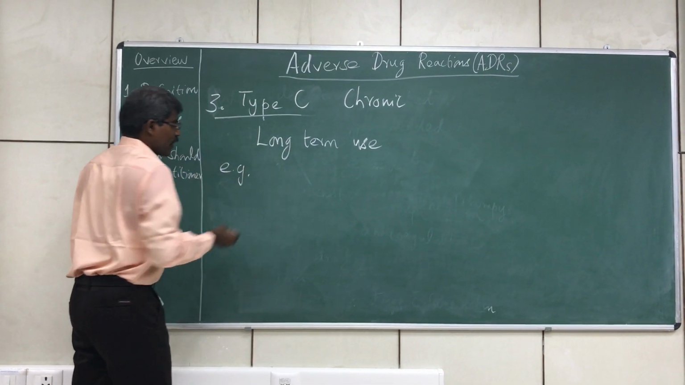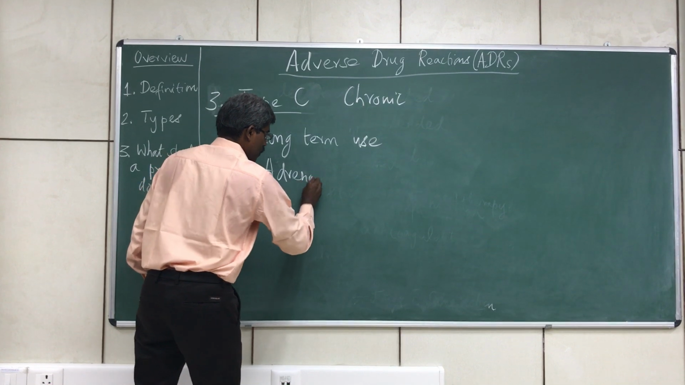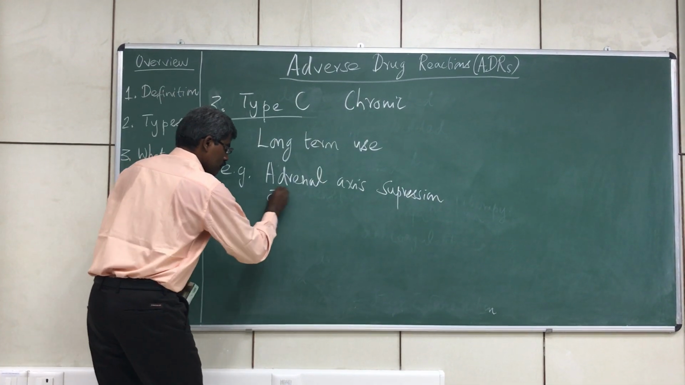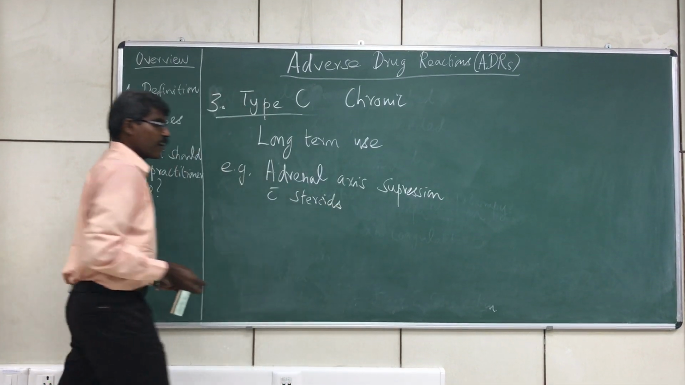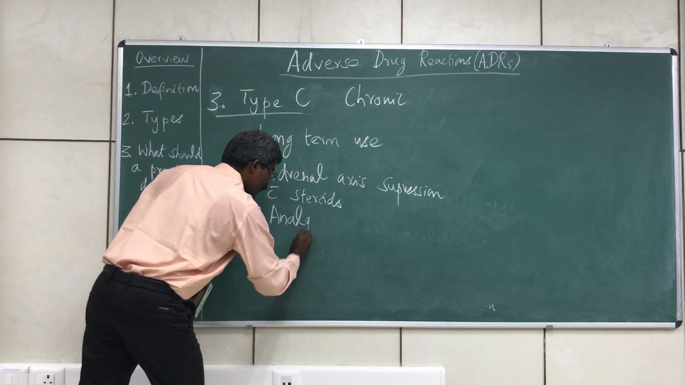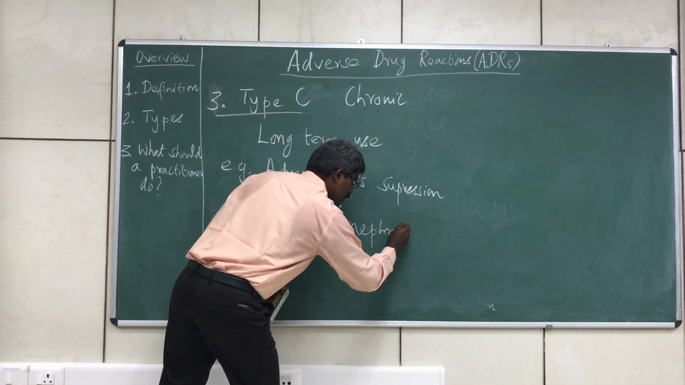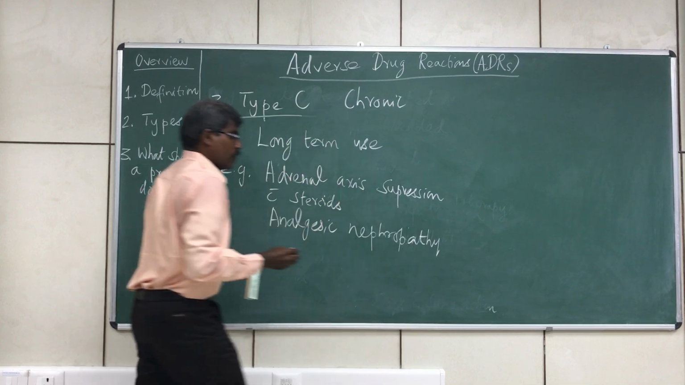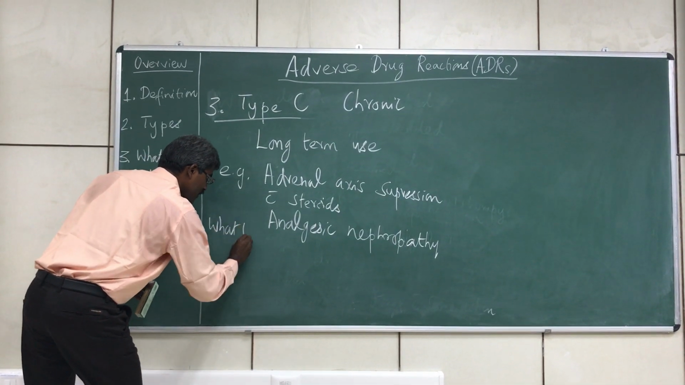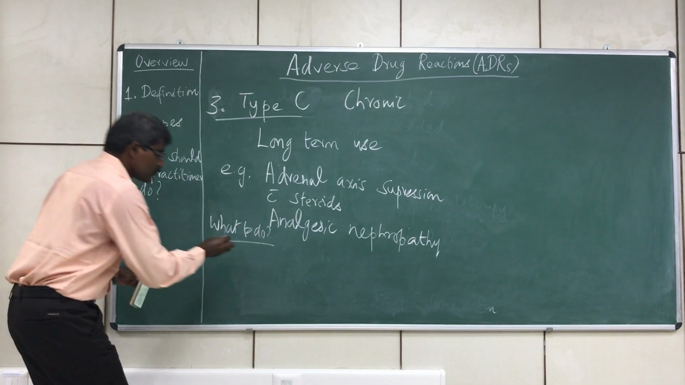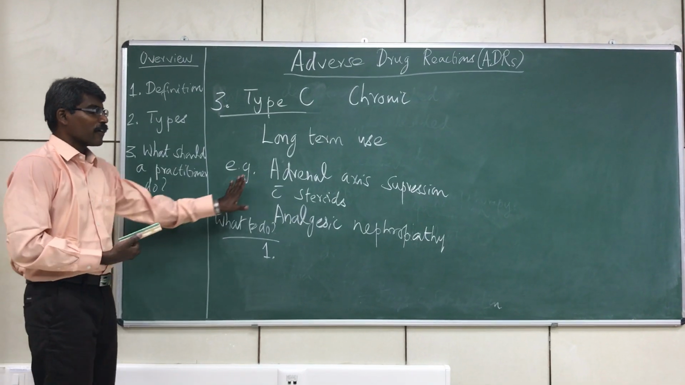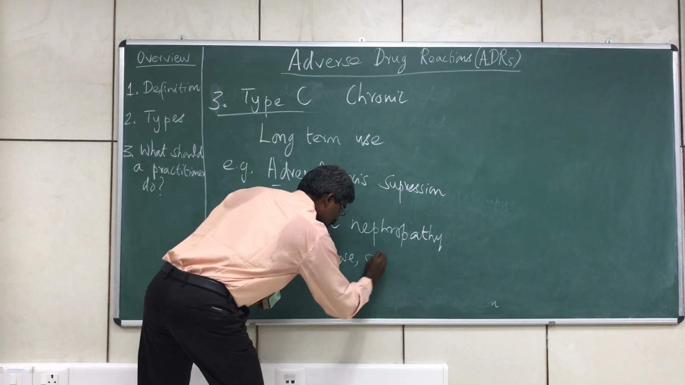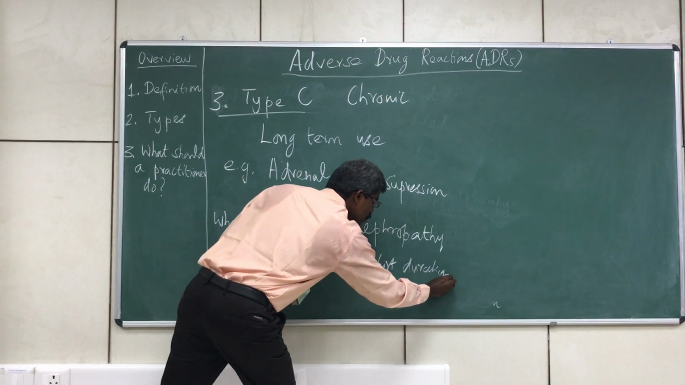Very classical examples of this type of reaction are adrenal axis suppression with steroids, and another classical example is analgesic nephropathy. It's a very classical type C adverse drug reaction. Now, what should we do when these types of reactions are encountered? The first principle to follow whenever we are using these drugs is to use the lowest possible dose for the shortest duration. That's the first dictum to follow to reduce or prevent these types of reactions.